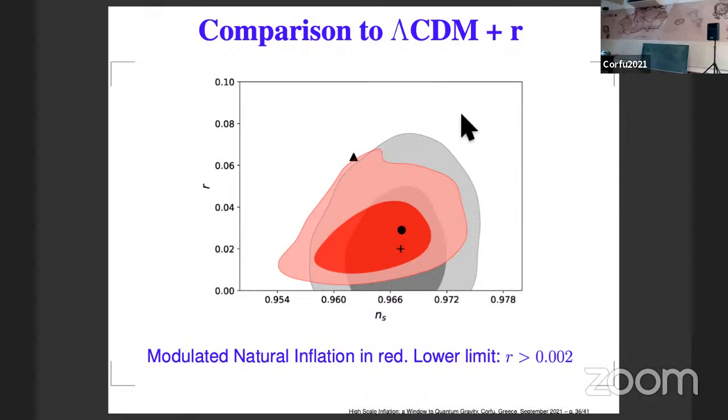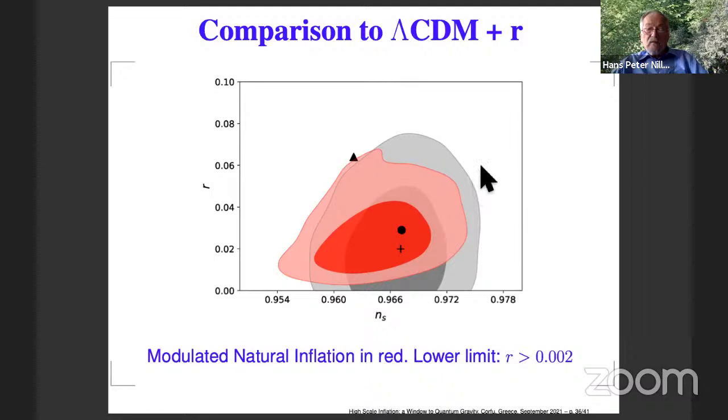Actually, my question was, as we see that these models predict quite degenerate numbers for the observables, but for example, the axion model predicts an oscillatory power spectrum. So I guess that in the future, as the precision gets better, the axion monodromy could be tested in this model, if, for example, this oscillatory feature is not observed.